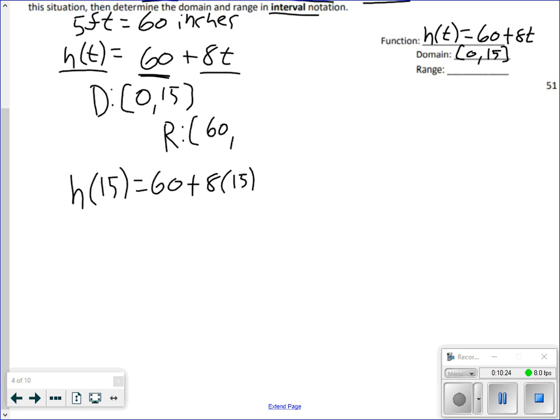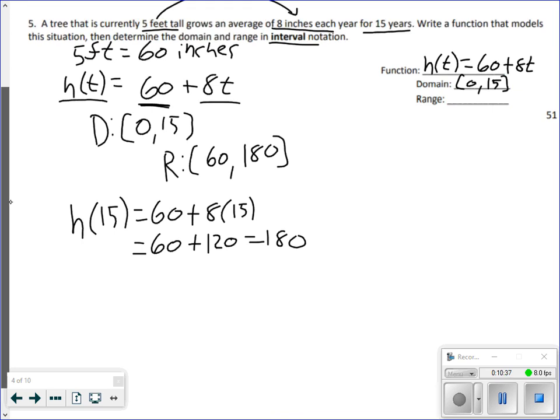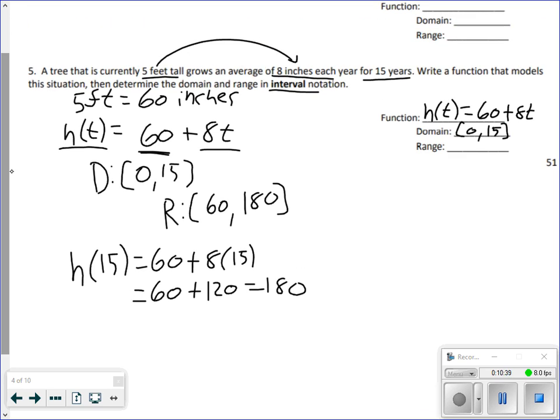8 times 15, that's going to give us 120. So it's 60 plus 120, which equals 180. So the range, or the height of the tree, starts at 60 inches tall, and after 15 years, it's going to be 180 inches tall. All right, so we start at 60, and we go to 180.